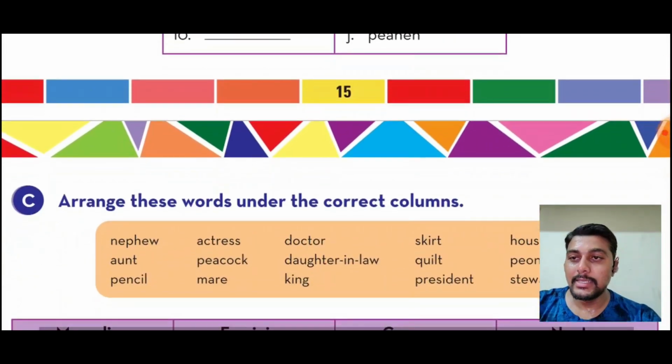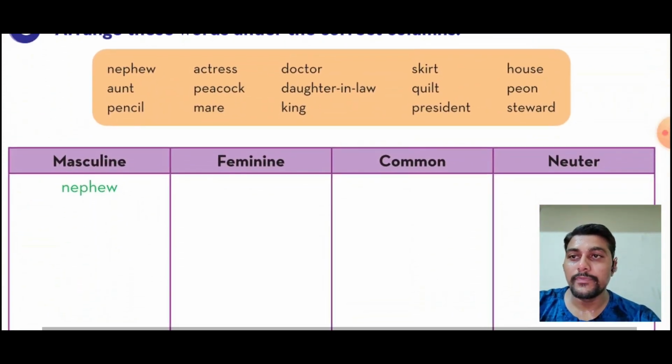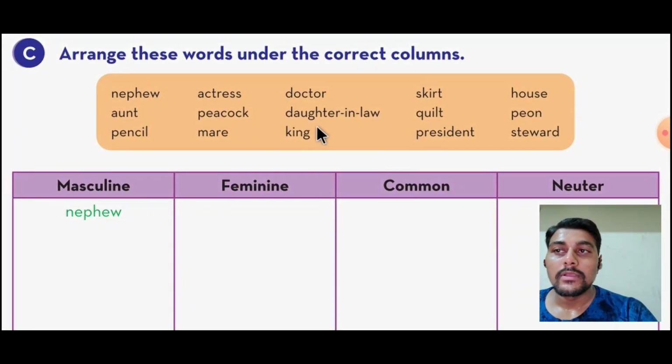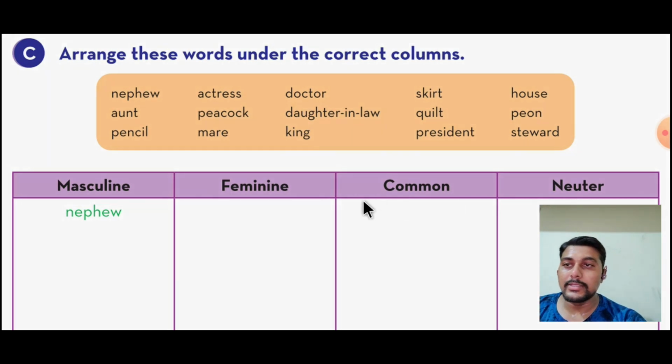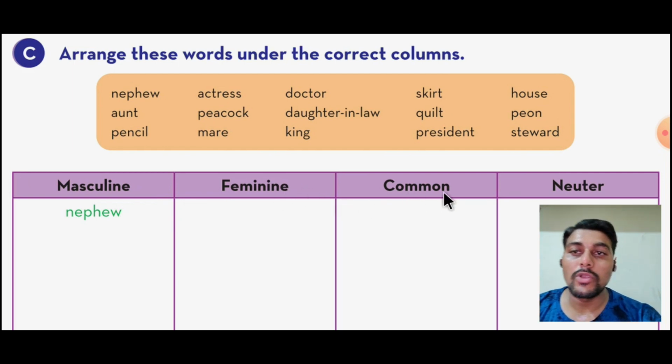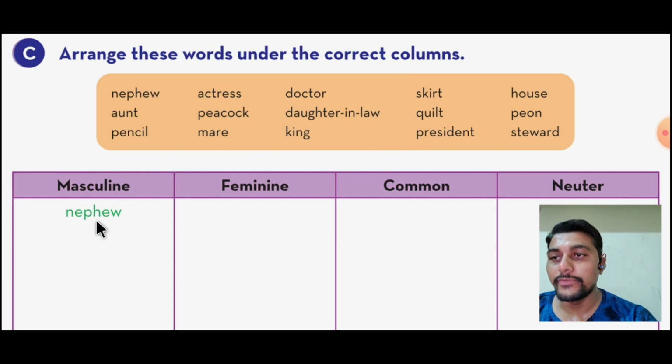Now exercise C is left, in which we have to arrange all these nouns, or words, into 4 categories. These 4 categories are masculine nouns, feminine nouns, common nouns and neuter nouns. I will repeat. We have to arrange all these words into 4 categories: masculine nouns, feminine nouns, common nouns, and neuter nouns. So let's start with the first one, and it is given already, nephew.